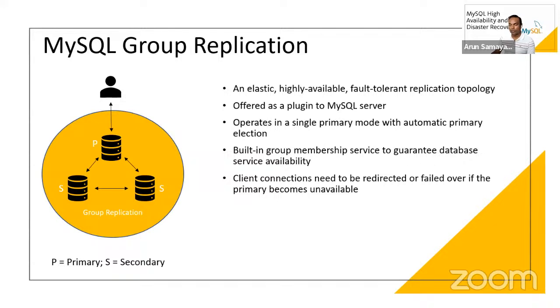This group replication is normally offered as a plugin, and in general, we have two replication modes. One is a single primary mode, and the other one is a multi-primary mode. In general, within the group replication, a single primary mode with automatic primary election is used. And in order to guarantee the group membership service with respect to the service availability, there is this automatic primary election. All of the client connections will be redirected or failed over as soon as the primary changes.